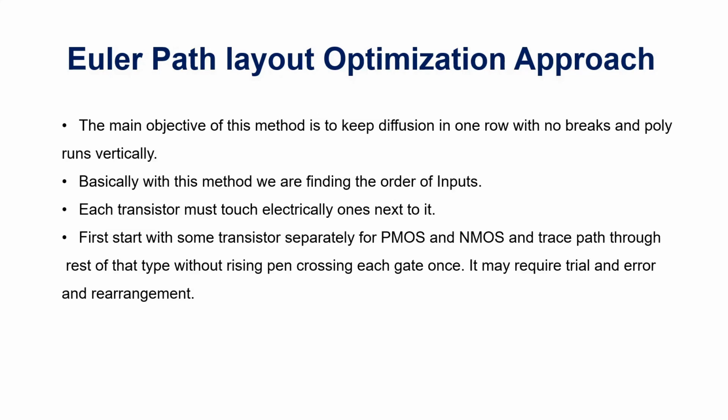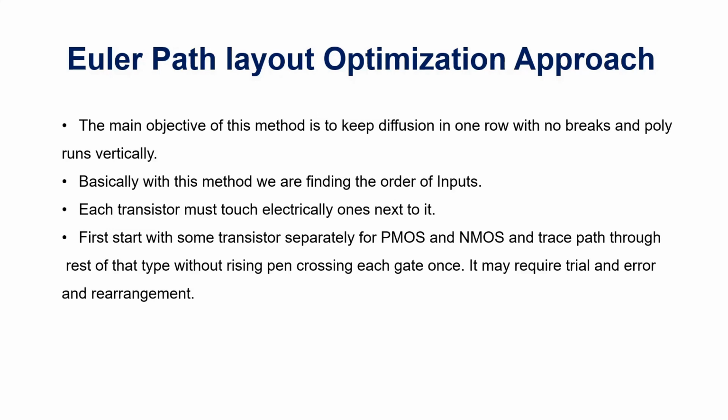Basically, with this method we are finding the order of inputs, that is, after which input we have to keep which one. So if a circuit has 4 variables, A, B, C, D, then after A, should we keep B or should we keep C? These things are decided in the Euler path optimization approach.